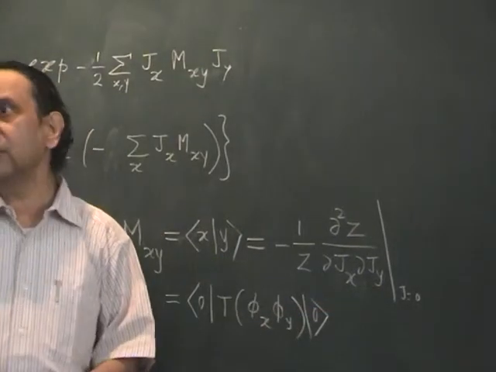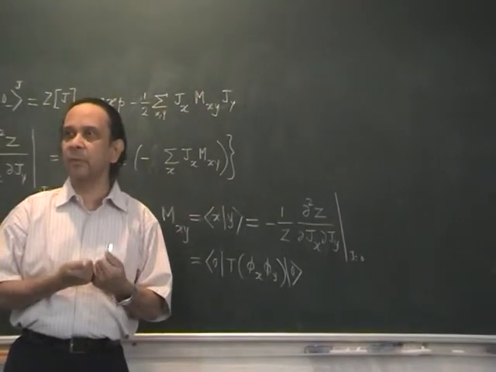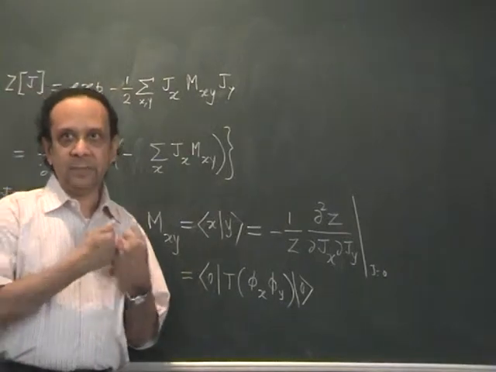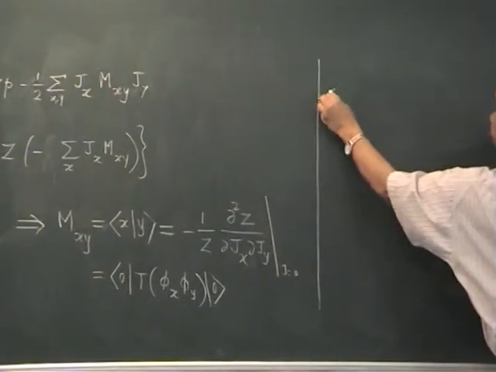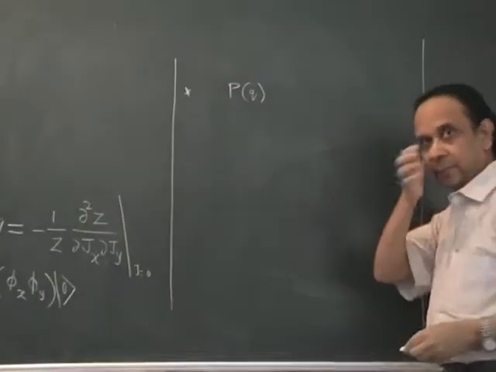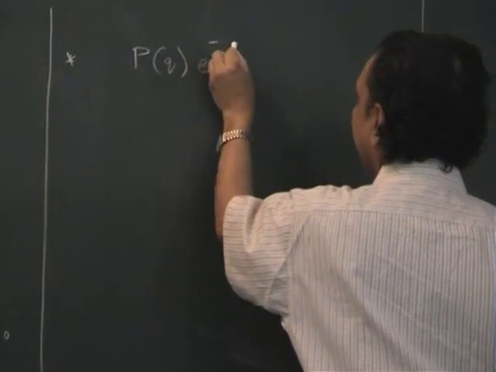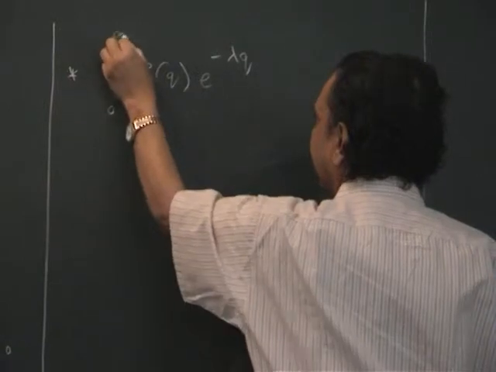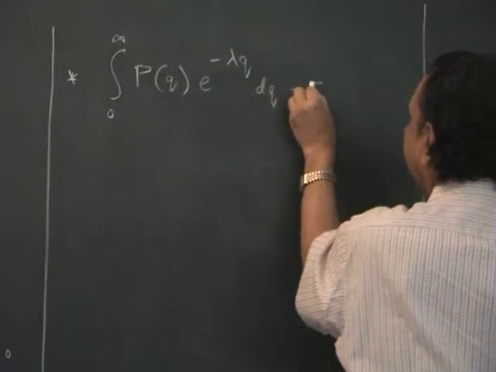Now this should tell you something. The same thing happens in statistical mechanics and probability theory in terms of something known as generating function. So let me just remind you of that. Suppose I have some probability distribution P of Q for a variable, continuum variable. And I take, say, e to the minus lambda Q, integral. Let me think of it as just positive values of Q. This I call F of lambda.